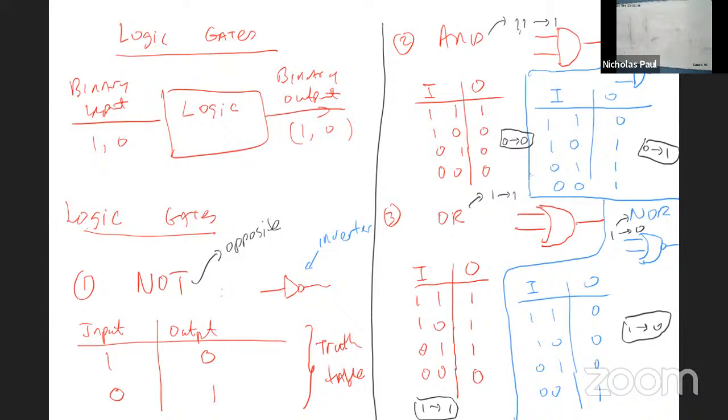Right? When you finish, next heading: combination gates.